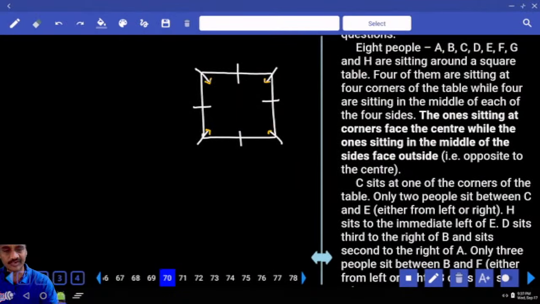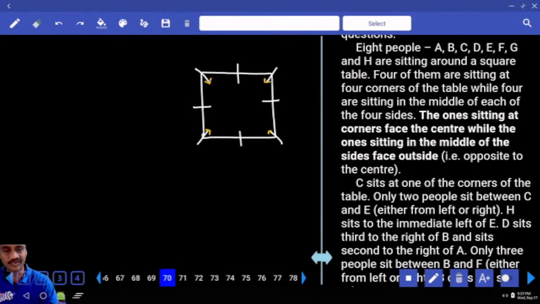Now, in such cases, it must always be under the first priority, because every alternate person always belongs to the same direction. That is the advantage with this square arrangement. Hence, it must be under the first. C sits at one of the corners of the table. As C is at one of the corners, out of these 4 corners, you can take C at any one of the corners.